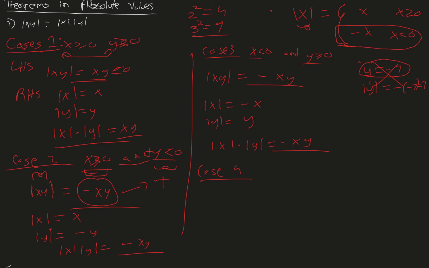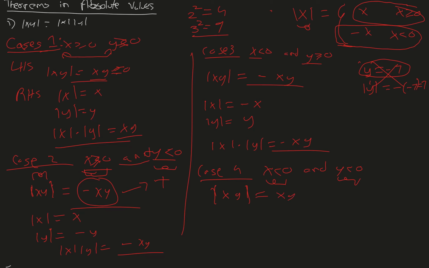Case 4, the last case, is when both x is less than 0 and y is less than 0. So the left hand side xy will be positive, since we're multiplying two negative numbers together, we'll end up with a positive number. And from the definition of the absolute value, whenever the value inside the absolute value is positive, it remains the way it is. So we'll get xy.